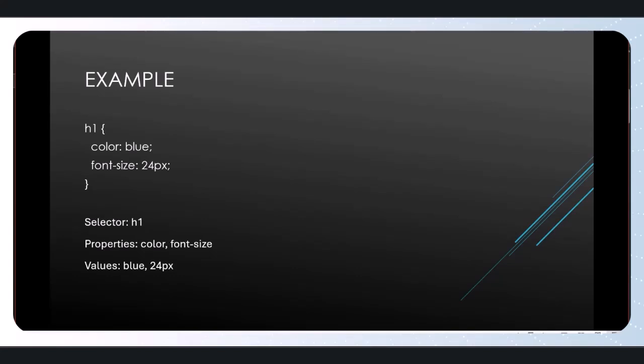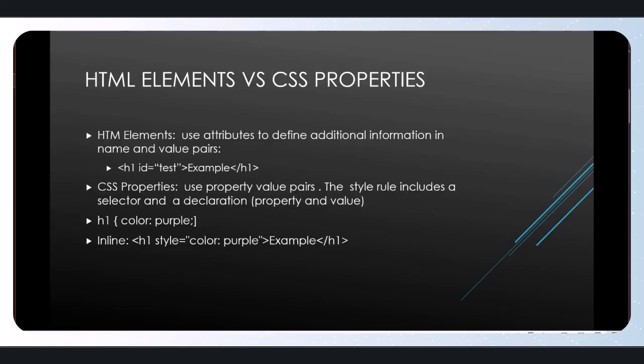This would be either an embedded or an external, and we have the H1 as the selector, and then the properties are the color and the font size, and then the values that we're setting them to are blue and 24 pixels.